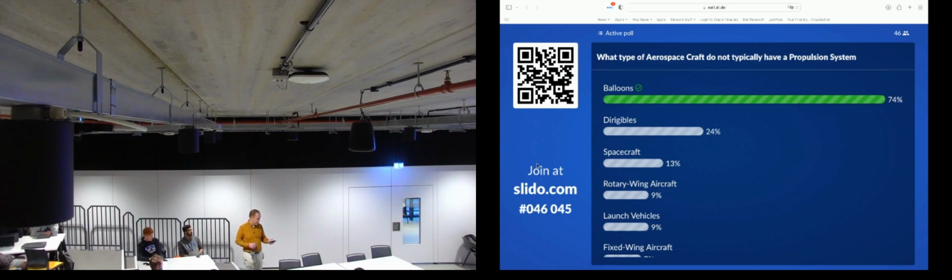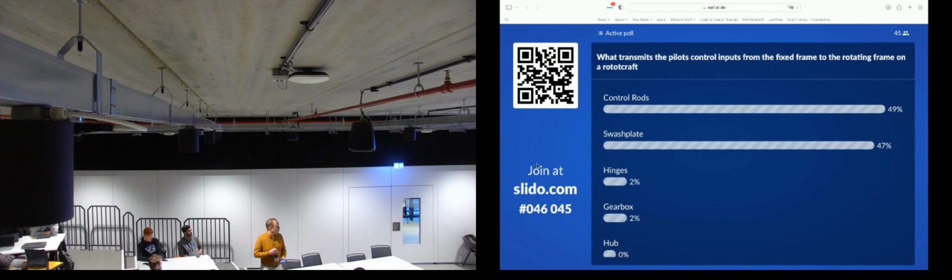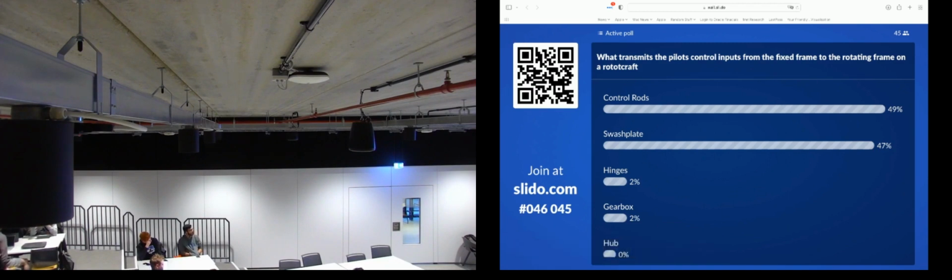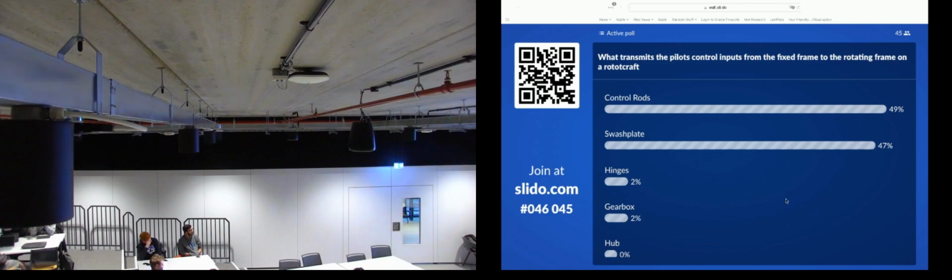Okay, next one. What transmits the control inputs from the fixed frame to the rotating frame on a rotorcraft? The answers you had to choose from were the control rods, the swash plates, the hinges, the gearbox, and the hub. Now, this is important because these are the kind of little details that ultimately you're going to be expected to know if you do something like helicopters. So we'll go to our rotary wing aircraft here, and we'll look at our rotor hub, our stylized version of a rotor hub.